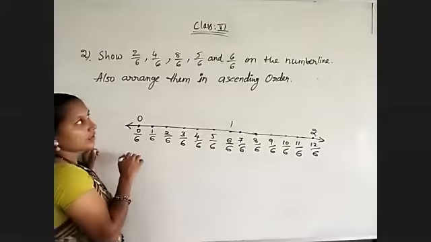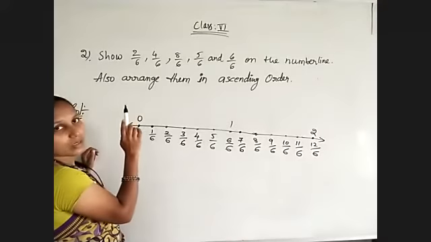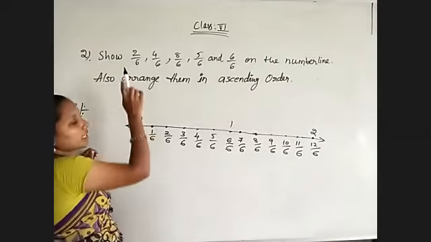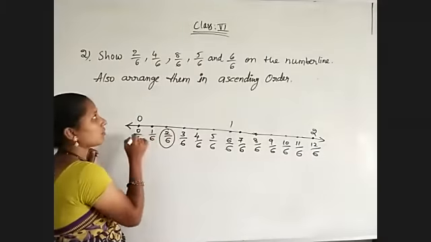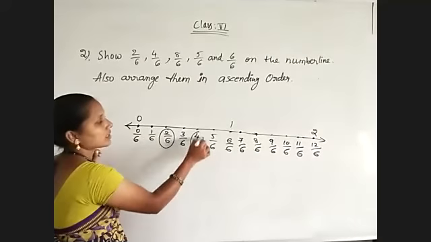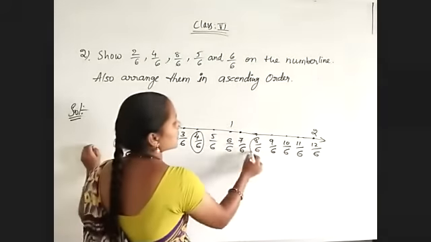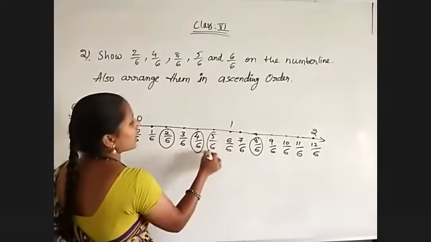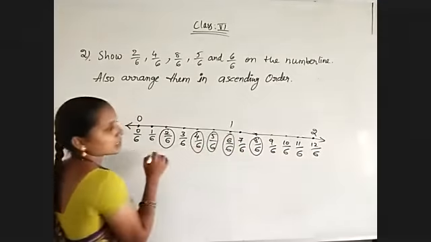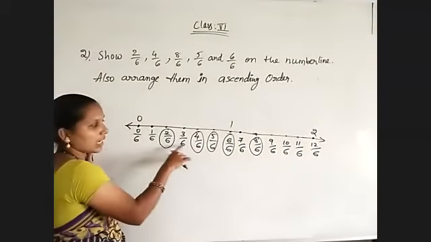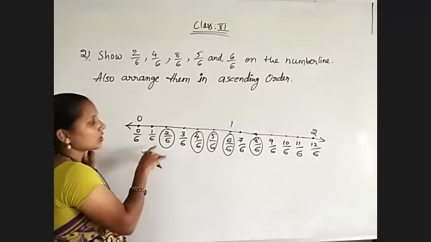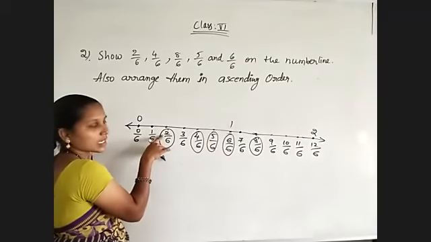Now observe what values we need to represent. First 2 by 6. Next 4 by 6. Next we have 8 by 6. Next 5 by 6. After that 6 by 6. Just observe the given fractions. All are having 6 only as the denominator. So smaller one is 2 by 6.